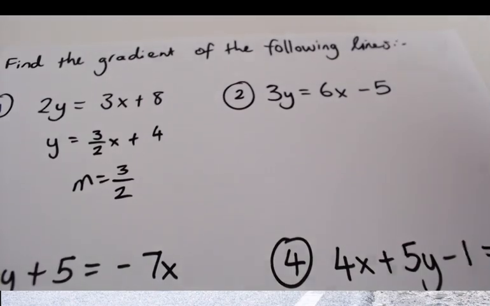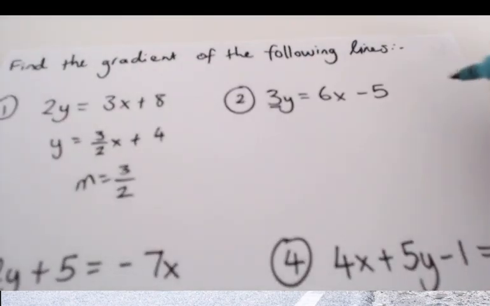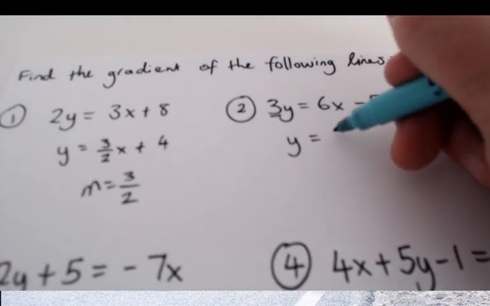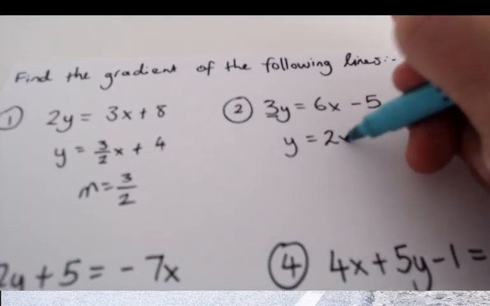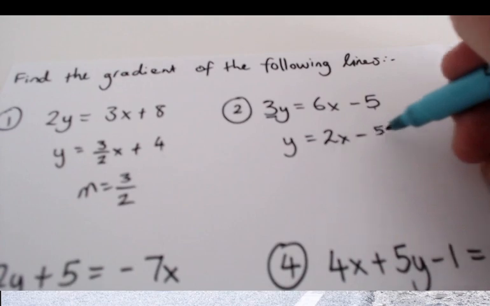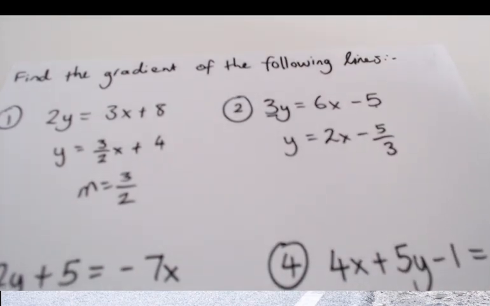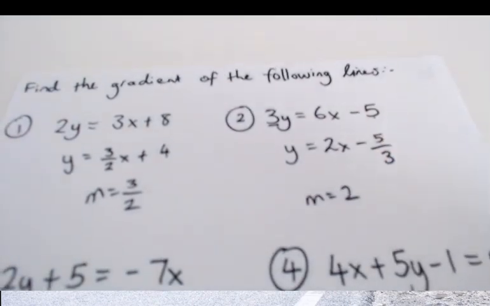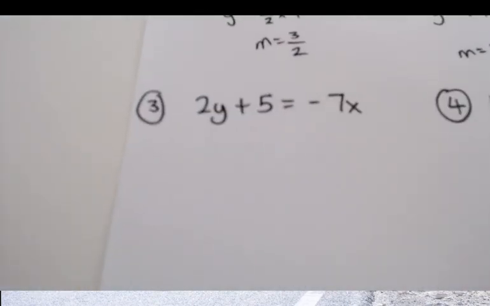Question 2. Get the y by itself. Get rid of the 3, take it to the other side, it's going to divide. 6 divided by 3, that'll give me 2. 5 divided by 3, that'll give me 5/3. The gradient is the number in front of the x. m equals 2.